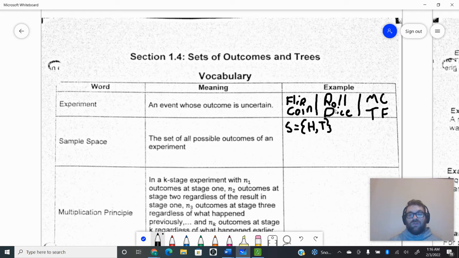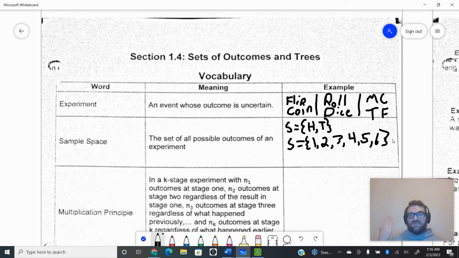What's the sample space for rolling a standard 6-sided die? We're going to assume that it's standard unless it tells us differently. So standard die, 6-sided, well, what are the numbers we could get? We could get 1, 2, 3, 4, 5, or 6. Those are the only numbers on a 6-sided die.